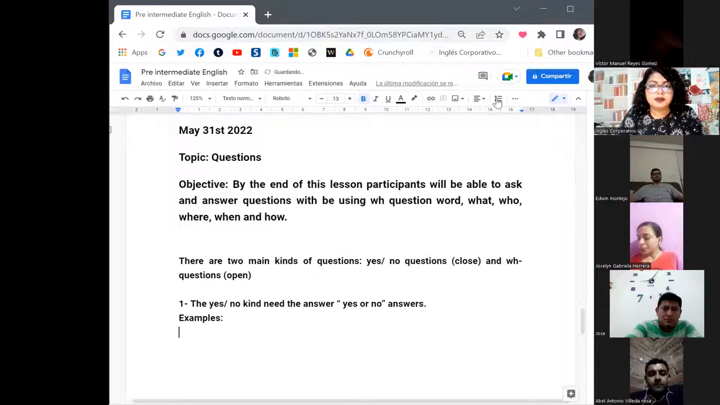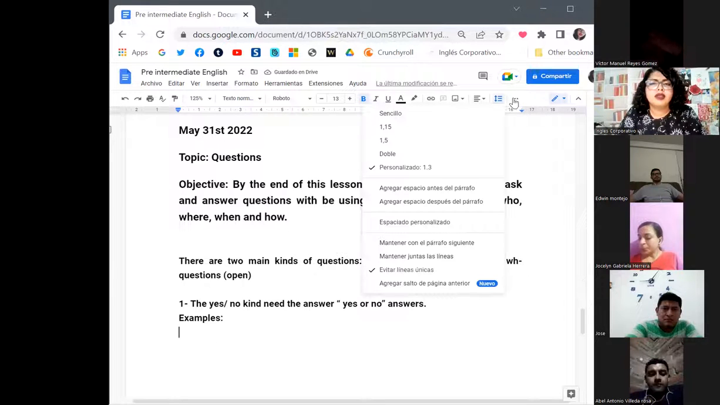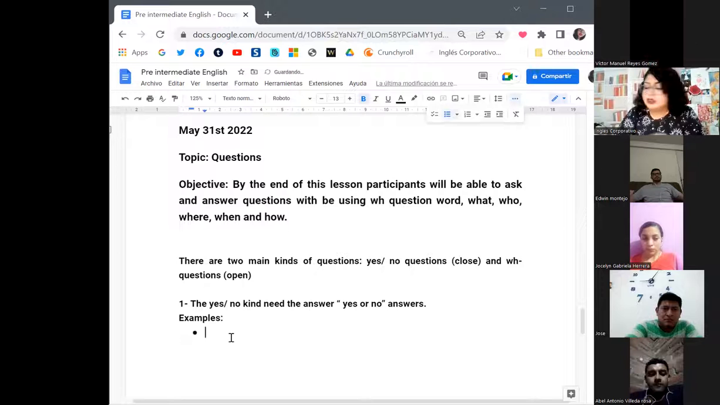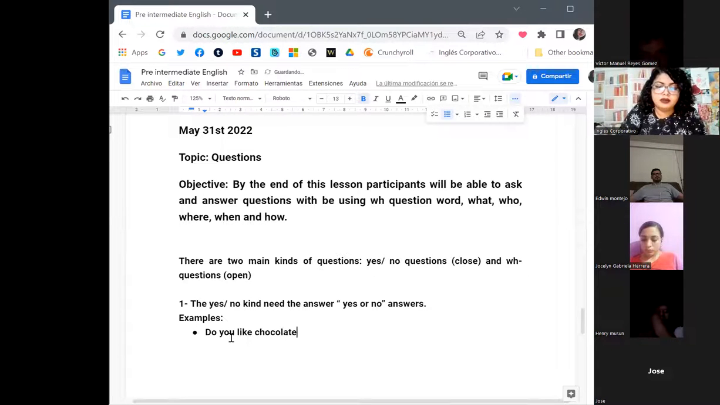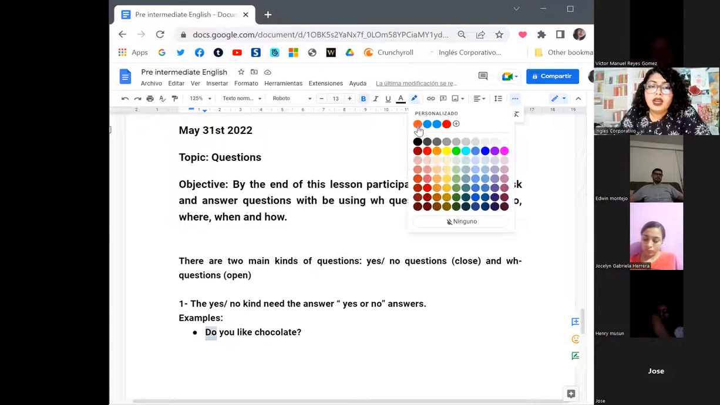And I have here, like this. We have, do you like chocolate? Do you like chocolate? Yes or no? Simple. Yes, I like chocolate, or no, I don't like, in this case, because we are using the do. When we have this auxiliary here, I'm going to answer using that auxiliary too.